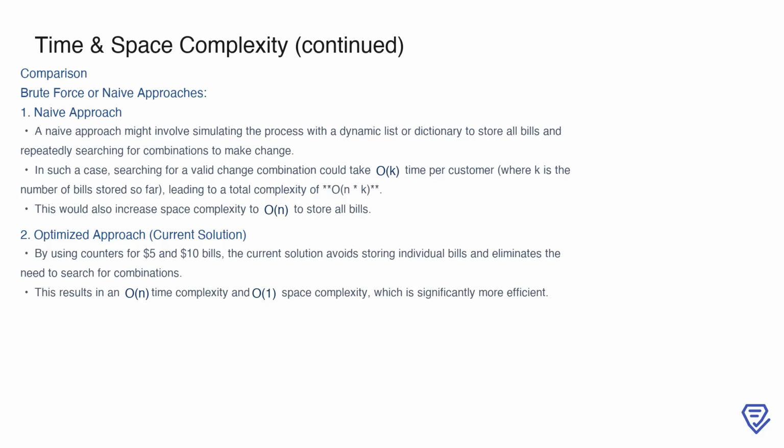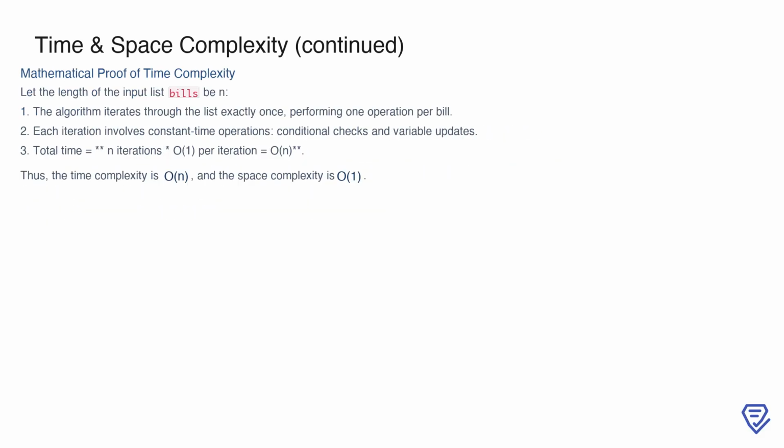Additionally, storing all the bills would require O(n) space, as the memory usage grows with the number of customers. By contrast, the current solution avoids storing individual bills and eliminates the need to search for combinations altogether. Using counters for $5 and $10 bills keeps the time complexity at O(n), and the space complexity at O(1), making it significantly more efficient. Finally, let's confirm the time complexity with a simple mathematical proof.